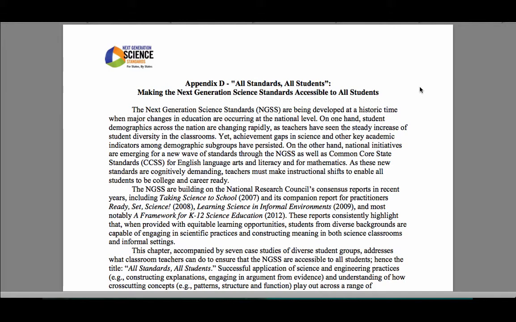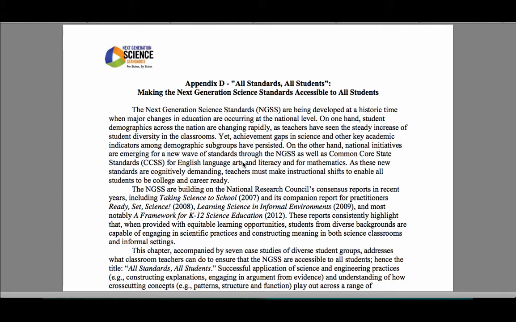It provides an implementation guide for effective strategies. And it gives context to what a diverse population of students means in the American school. It also provides conclusions and implications for making the Next Generation Science Standards accessible to all students. Along with Appendix D, there are 7 case studies that we will be looking at today.